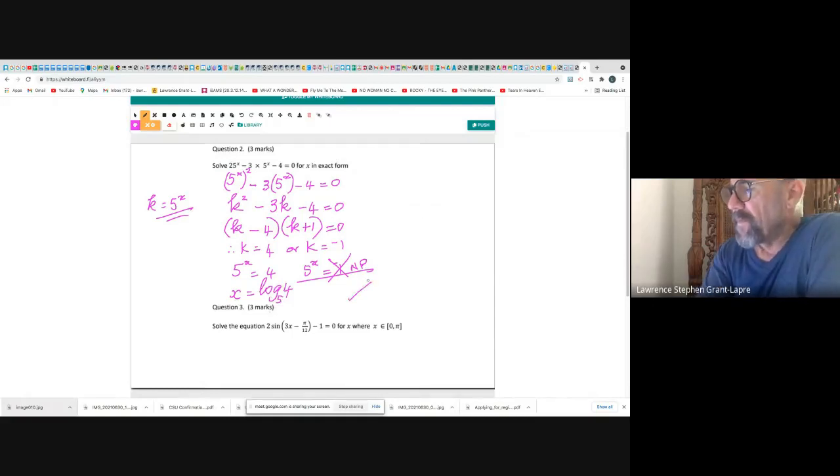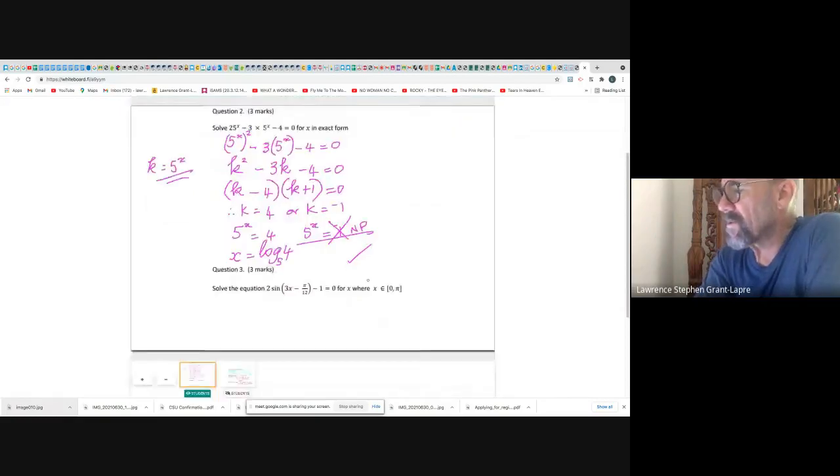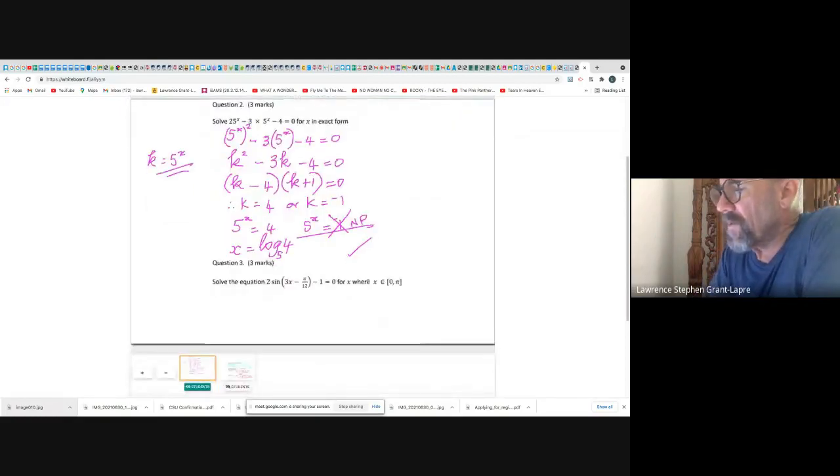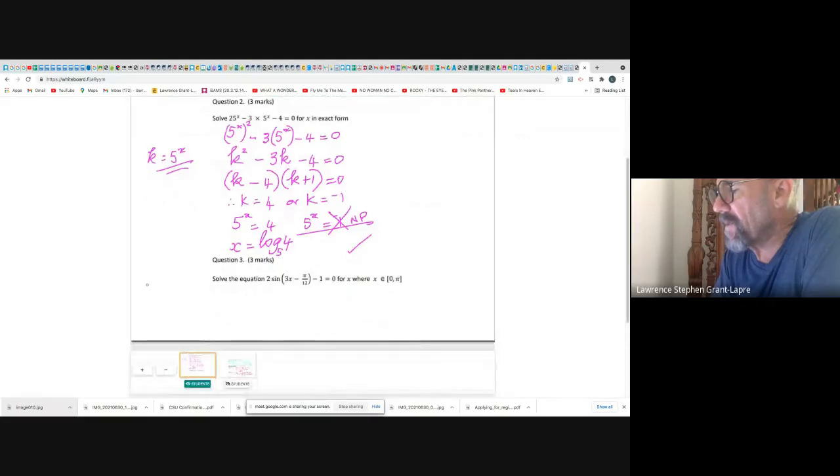Question 3. Don't leave much space here. If I can, that's all right. So if I just get sine of 3x minus pi over 12 equals, take the minus 1 across to be 1, take the times 2 across to be a half. Right, sine of what equals a half?